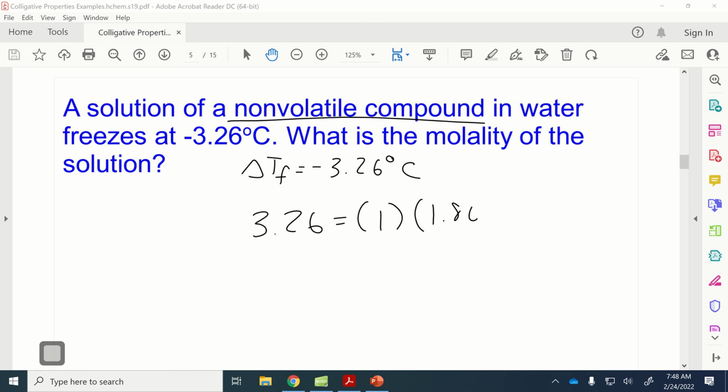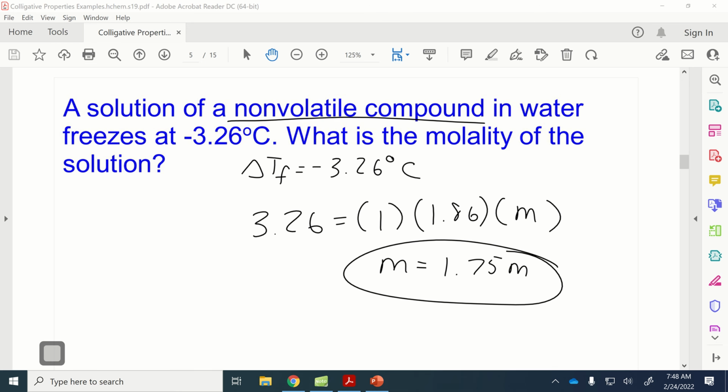Freezing point depression 1.86, and it wants to know what the molality is. We would just do it this way. So 3.26 divided by 1.86. The molality of this solution is 1.75 molal. So just rearrange to solve for what you need.